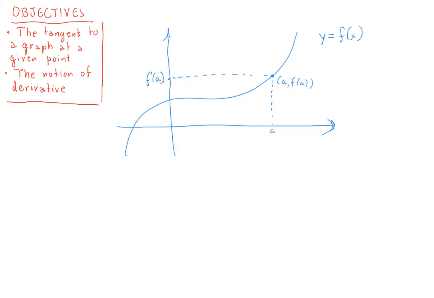So now imagine that you ask somebody to perform the following task: to find a straight line that goes through the point a comma f of a and looks like the graph of the function as much as possible. Of course, this graph is not a straight line. So, when we say as much as possible, we mean close to the neighborhood of that point.